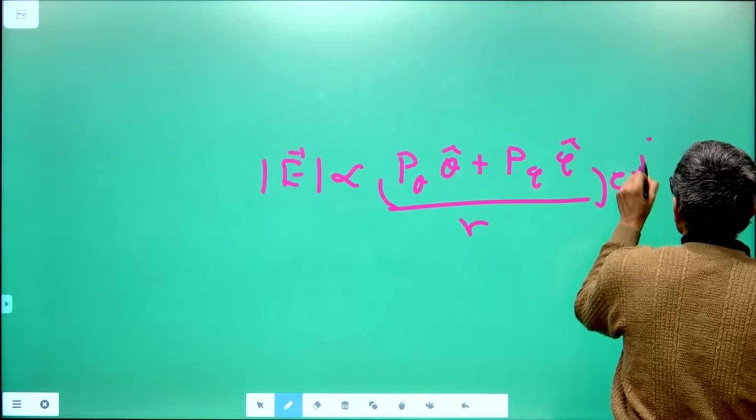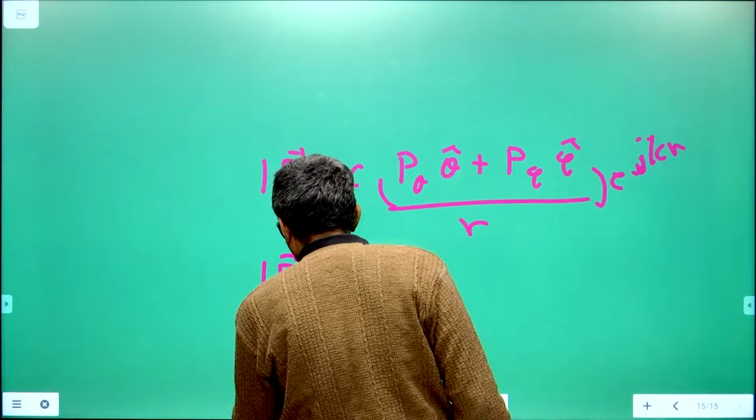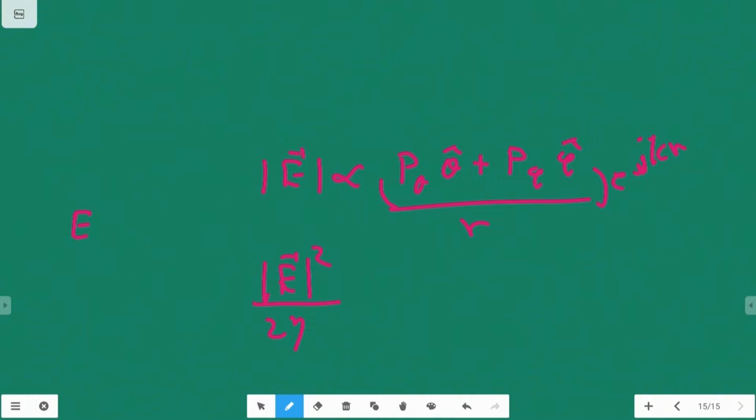So if you look at the Poynting vector, it comes out to be e square by 2 eta. A factor of 2 comes because you are taking time averages. You see, if you take the electric field as equal to the real part of the electric field phasor into e power j omega t, likewise, the magnetic field is equal to the real part of the magnetic field phasor into e power j omega t.